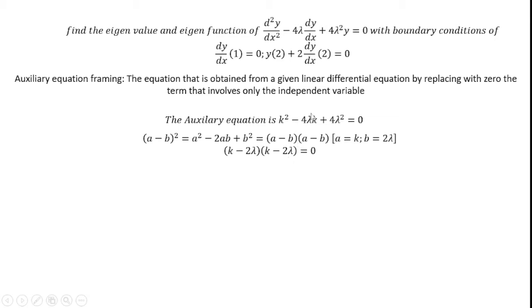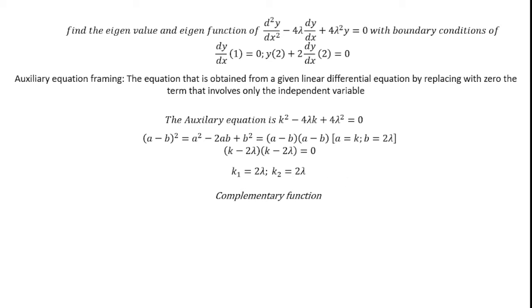Likewise we can collect the simplified form of the auxiliary equation, which is the initial step in the eigenvalue problem. So you convert the available problem into the auxiliary equation formulation, and after that you simplify the auxiliary equation into a simpler form. The next step, you can identify the roots k1 and k2. k1 is equal to 2 lambda, k2 is also equal to 2 lambda, according to our auxiliary equation formulation.